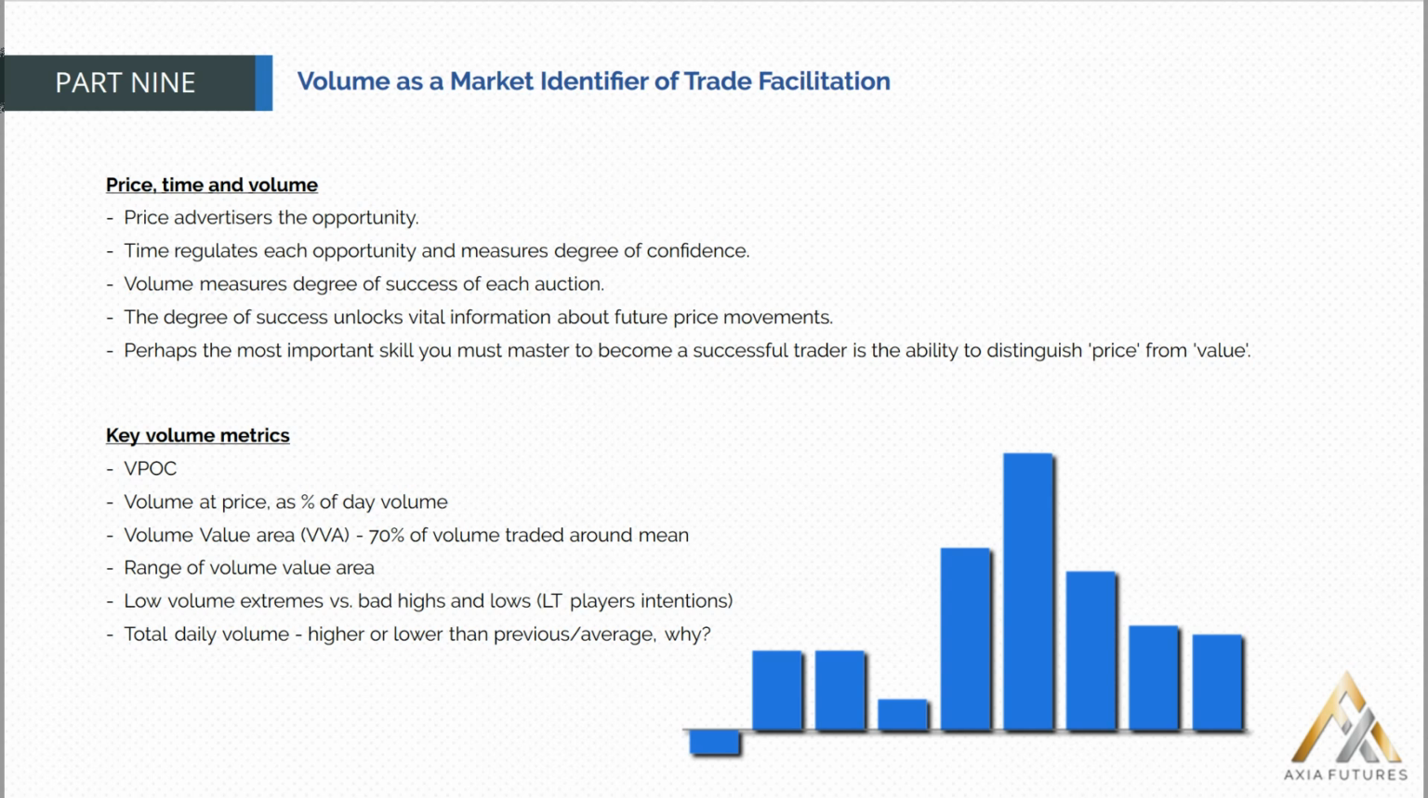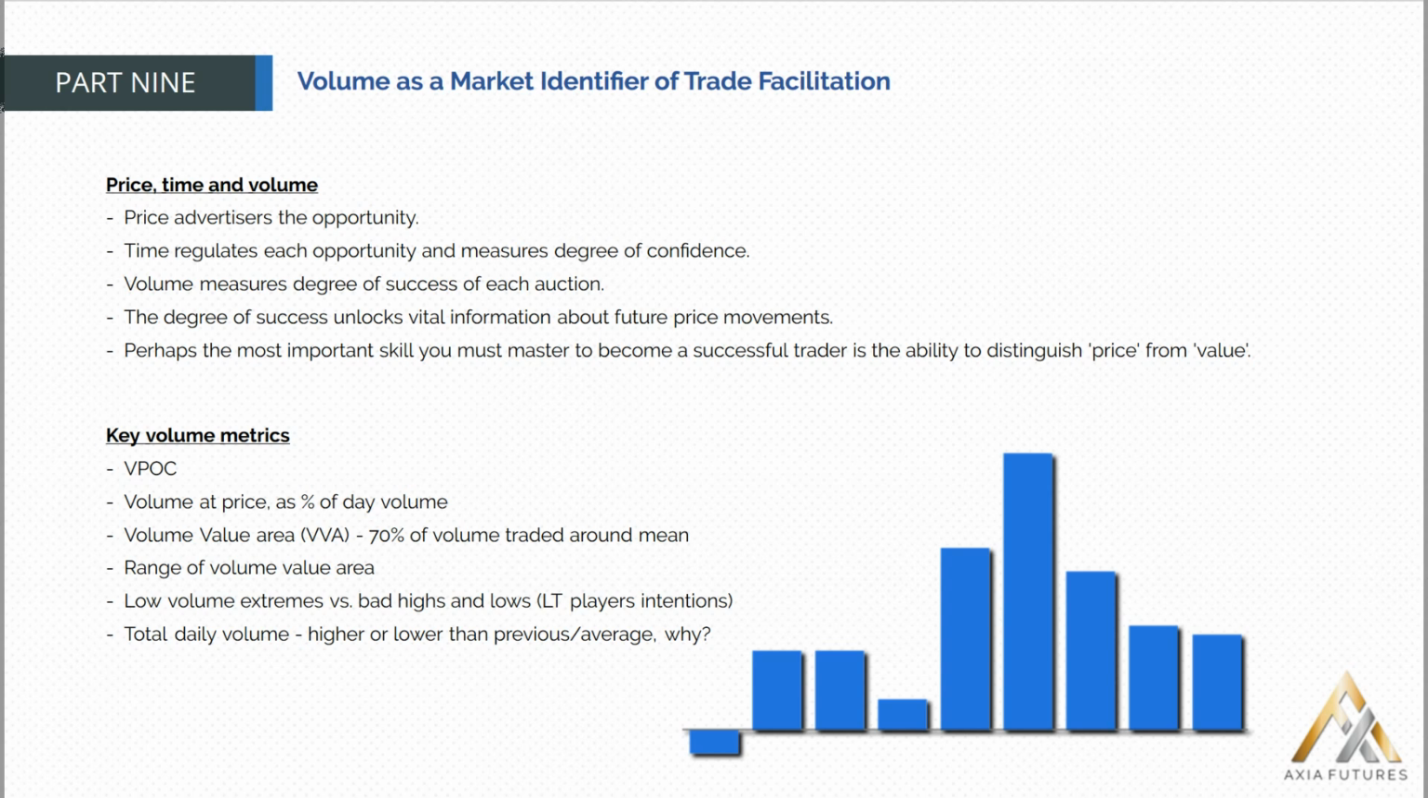Then volume profile at price as a percentage of the day's volume. So again, how much volume is at each price relative to the total day's volume? If we see that 90% or 80% of the day's volume is transacted in the low bound of the day, okay, that's telling us something very, very important about the way the market perceives fair value, or at least which prices the market is perceiving fair value at.